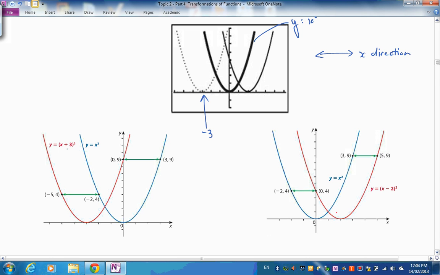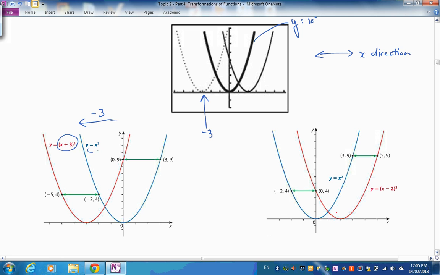Well, the interesting thing is the formula becomes x plus 3 all squared. So we change, because it's an x translation, we change the x term by adding 3. But we get a -3 shift. Hey, that's the opposite sign. That's interesting. We're going to look at that later on as to why that might be so.